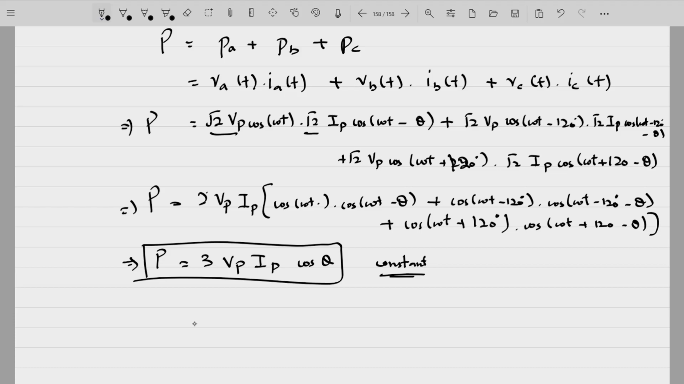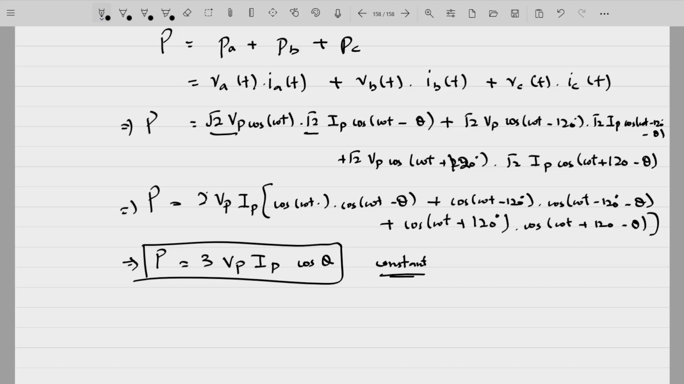and this is one more advantage of a three phase AC system, that the instantaneous power in a balanced three-phase system is constant and does not change with time, unlike the single-phase AC system. This is the total instantaneous power, or you can now also say this is the total real power of the system.